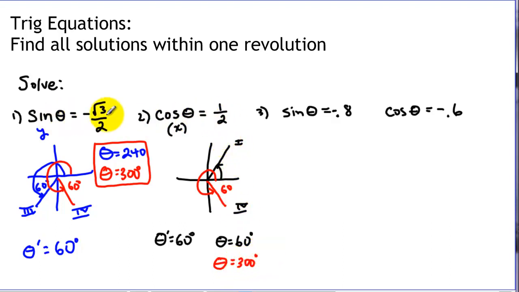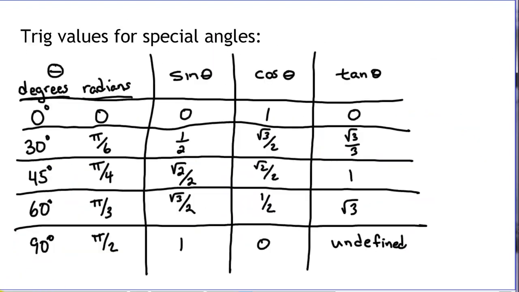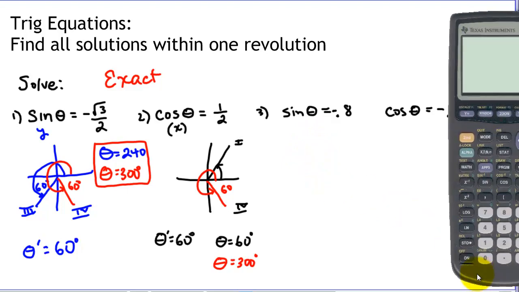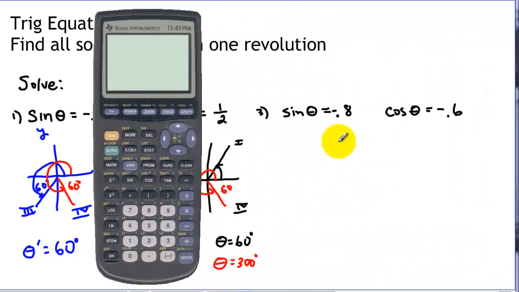Now, in these two problems, we are looking for exact solutions because these numbers are in the table of special values. So if we have sine, cosine equaling those numbers, or a tangent equal to these numbers, we can get exact values. These numbers are not exact values, so we're going to use the graphing calculator to get us our reference angle. So let's work this problem here.